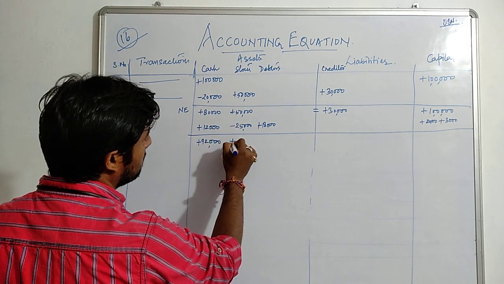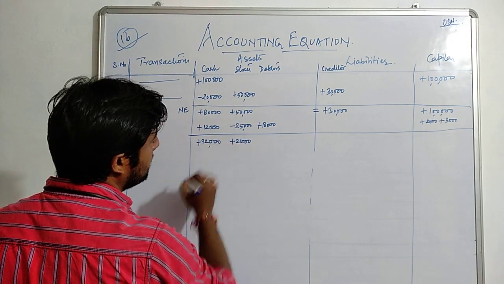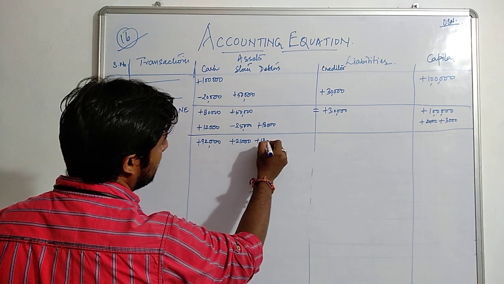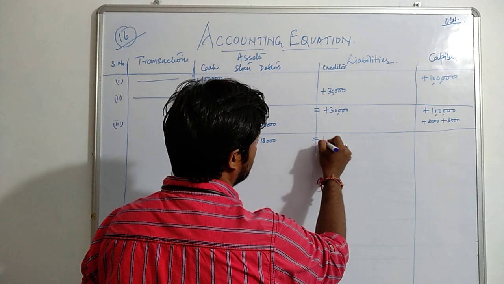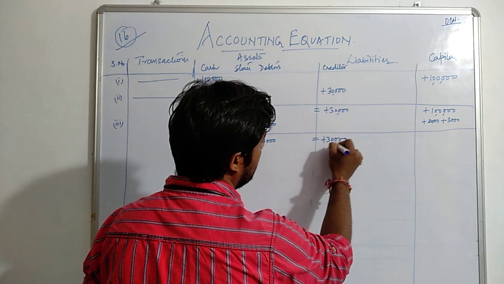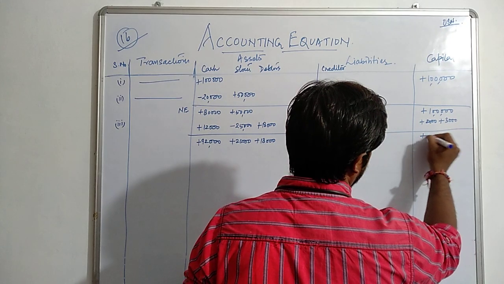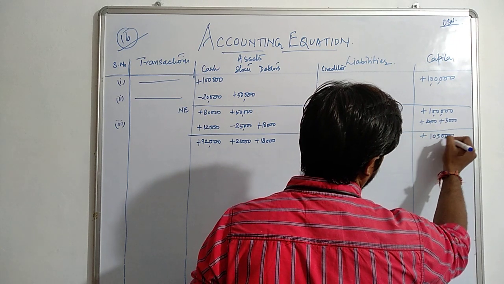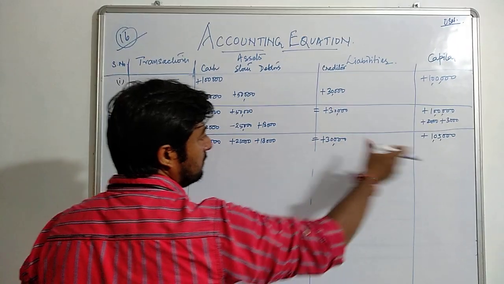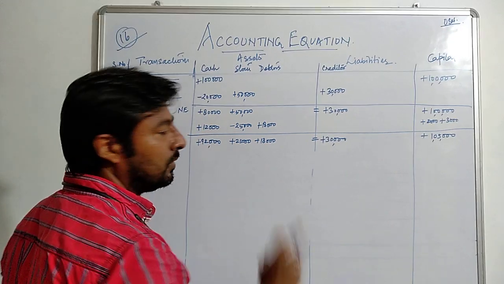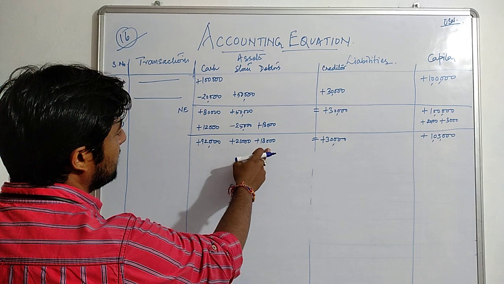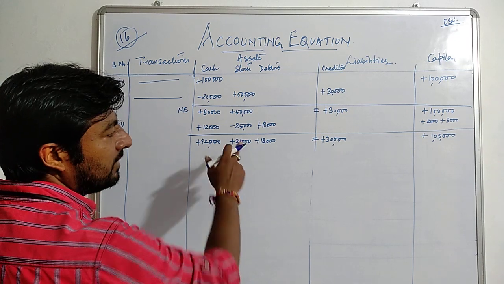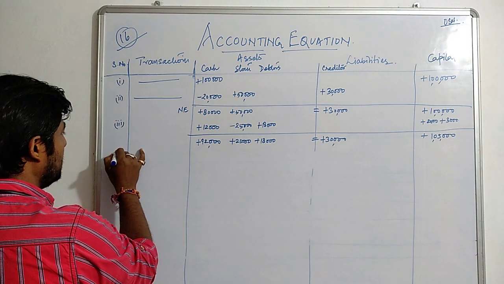Level of stock decreased to 25,000. Level of debtors increased by rupees 18,000. Here the level of creditor is 30,000 only. And here the capital is increased to 1,05,000. Now 15 plus 30, how much? 135. And here also see the calculation, 92 plus 18, how much? 110 and 25, 135. Equation is equal.